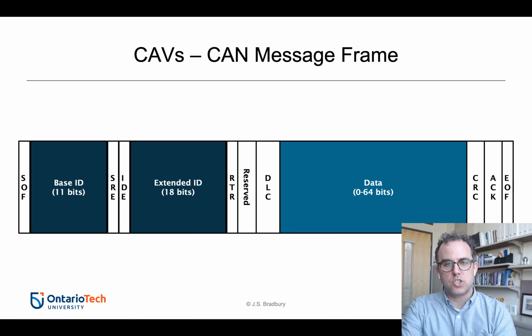The other thing I'll mention is that the base ID has a priority. The lower the ID, the higher the priority on the network. So messages that have a higher priority have lower ID numbers, okay?